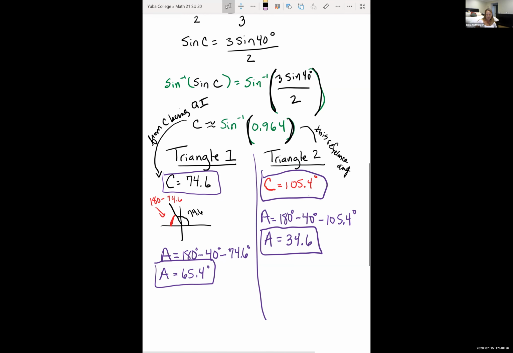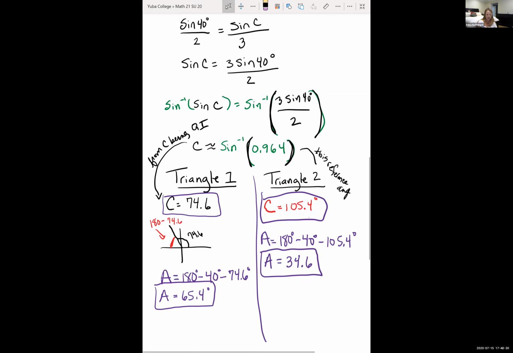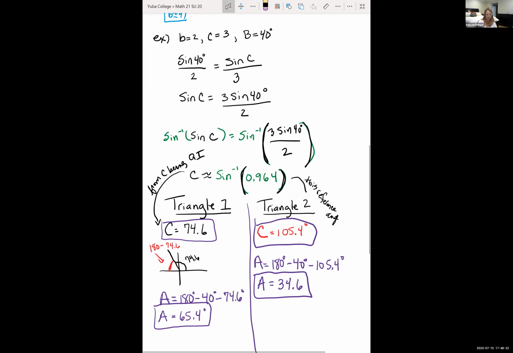So we're almost there. We're given 2 sides. We found the other 2 angles. And so we just need to find that missing side A. And that missing side A depends on which triangle, which information you're using.